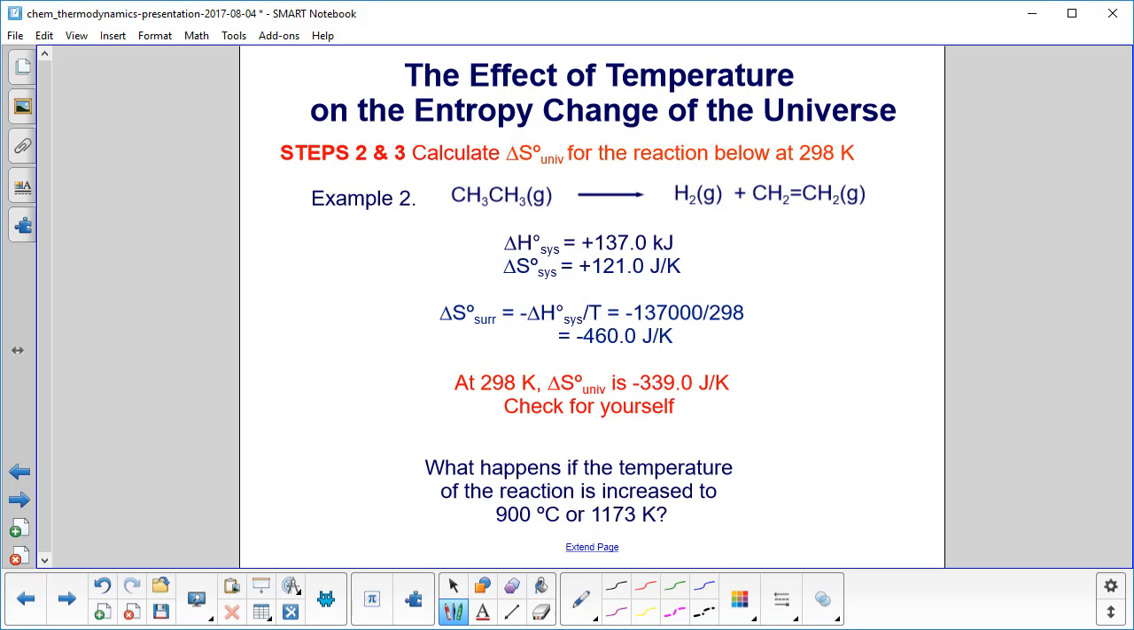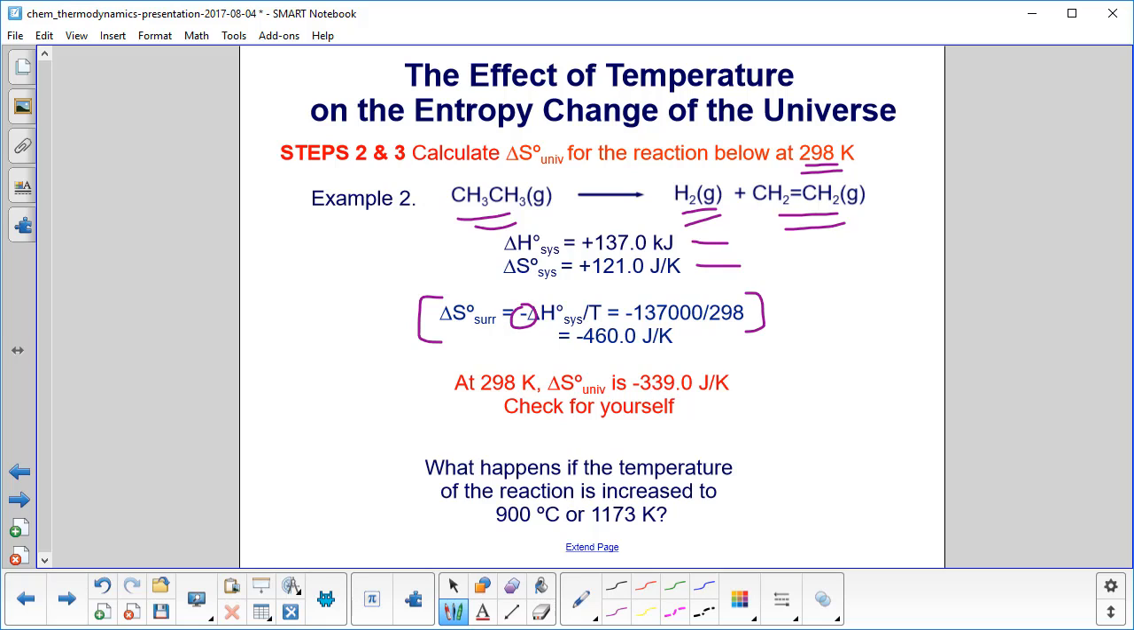We have ethane going to hydrogen gas and ethylene. And no, I didn't memorize that. I looked it up on the web. And we're giving you delta H naught for the system is 137.0 kilojoules. Delta S naught for the system is this. So your delta S surroundings is going to be delta H naught for the system, a negative, right? Remember that. You plug in the numbers, and you're given the temperature at 298 Kelvin, and you get minus 460 joules per Kelvin. How do you find delta S naught for the universe?